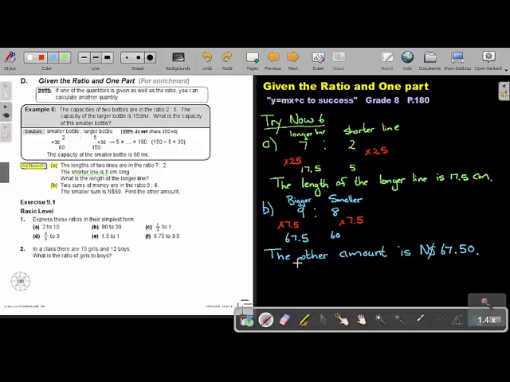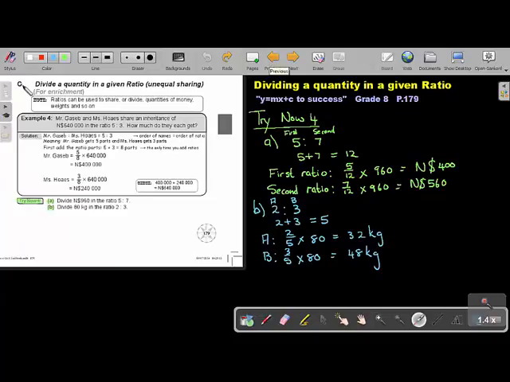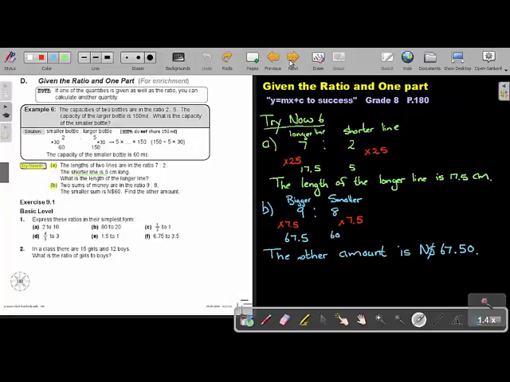Now usually students get confused between given the ratio and one part and dividing into a given ratio. And in the next session, I'm going to look at a few sums and I'm going to help you to identify: is it like number C, dividing a quantity in a given ratio, or is it like number D, given the ratio and one part? We will do it in the next session.